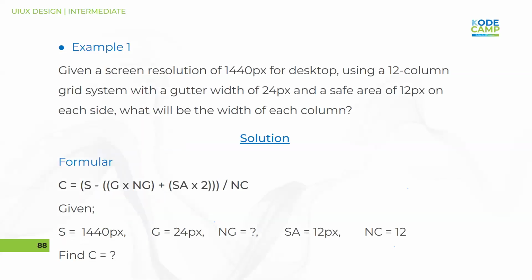So let's look at an example. This example says, given a screen resolution of 1440 pixels for desktop and using a 12 column grid system with a gutter width of 24 pixels and a safe area of 12 pixels on each side, what will be the width of each column? Using this formula, we said that C equals S minus, open bracket, G times NG plus SA times 2, close bracket, divided by number of columns. So we have extracted our parameters.